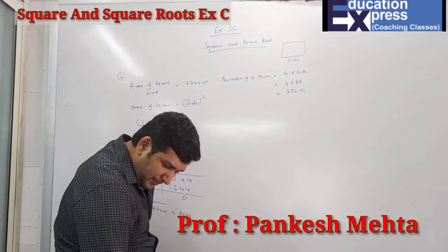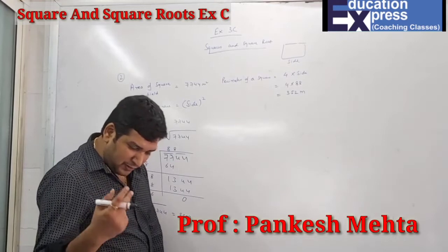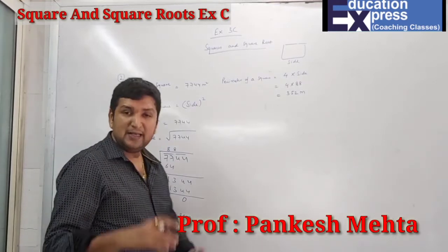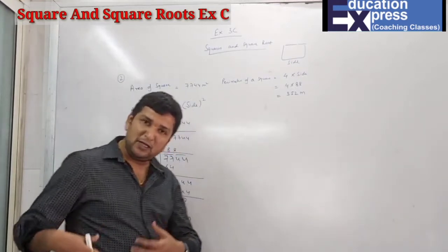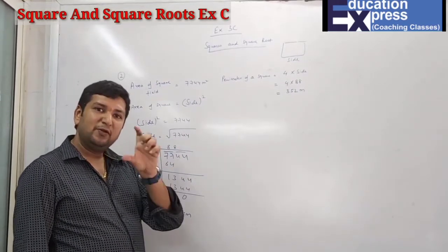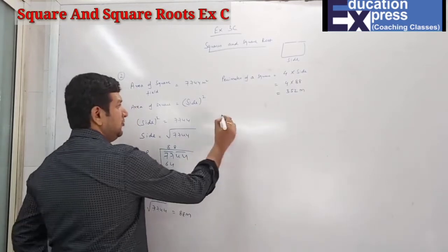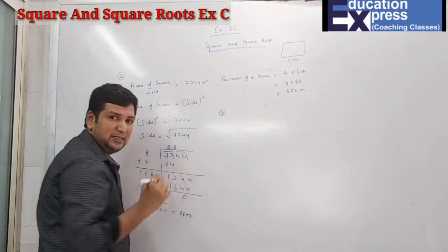Question number 3. Now students, question number 3 and 4 are the same. Question number 5 and 6 are the same, and 7, 8, 9 will follow the same. So 3 and 4 are exactly the same, and 5 and 6 are exactly the same. First I do 3 and 4, and then I do 5 and 6. First the third sum. Please understand this sum properly, students.